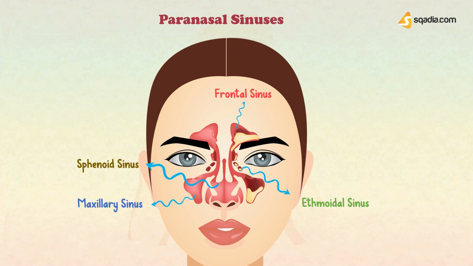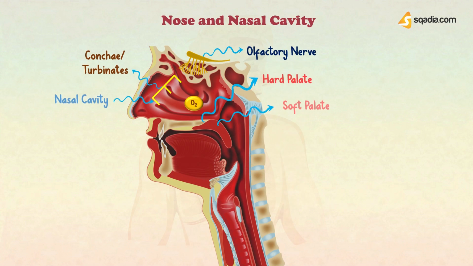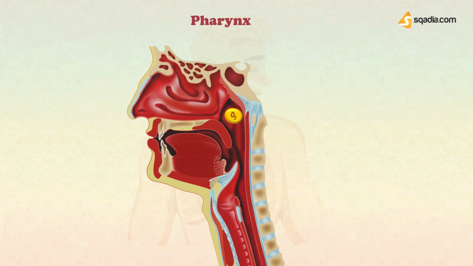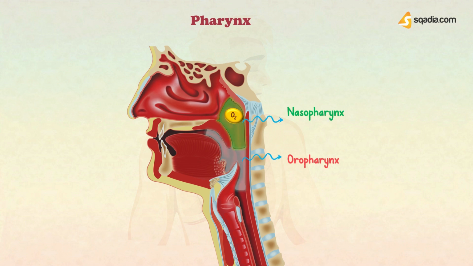So, after passing through the nasal cavity, the clean air enters the next part of the upper respiratory tract, a muscular tube, present just behind the nasal and oral cavities, the pharynx, that you call throat. Now, the nasopharynx, the oropharynx, and the laryngopharynx are the three regions that make up the pharynx.